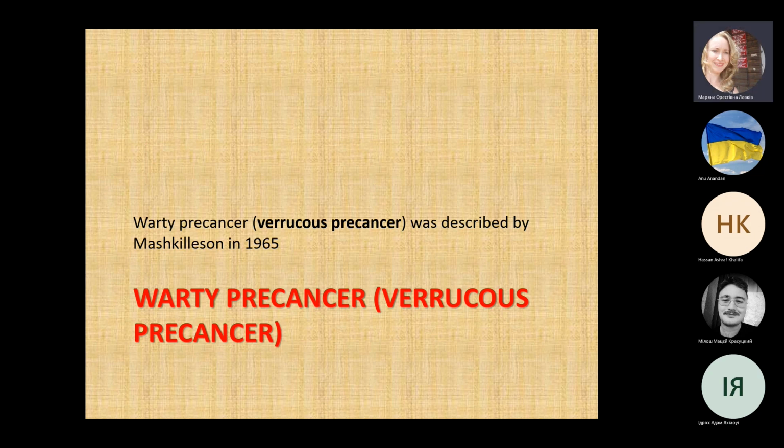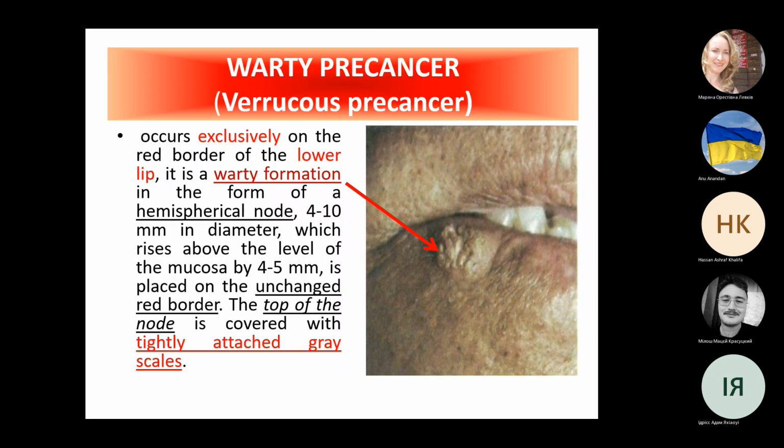Warty precancer, or verrucous precancer. This disease was described by Mashkilason in 1965 for the first time. So it occurs exclusively on the red border of the lower lip. It is a warty formation in the form of a hemispherical node 4-10 millimeters in diameter, which rises above the level of the mucosa by 4-5 millimeters. It is placed on the unchanged red border. The top of the node is covered with tightly attached gray scales.